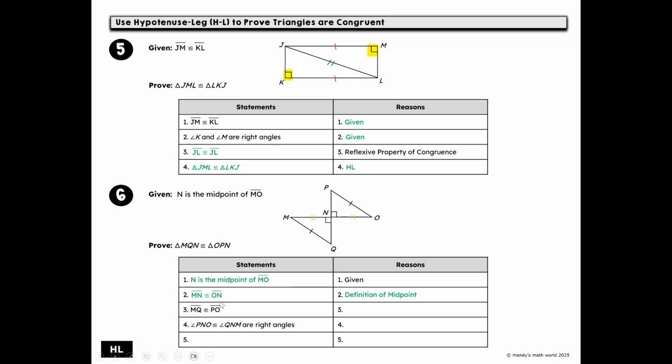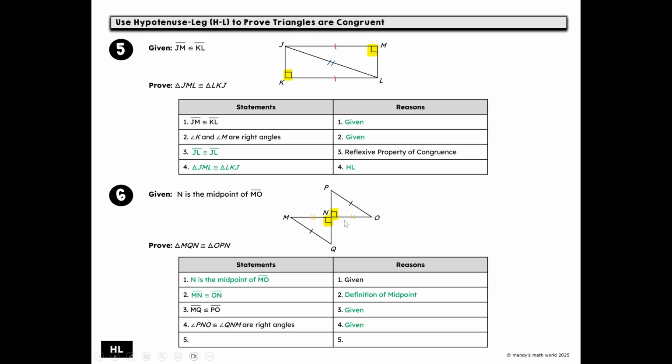The next statement says that MQ is congruent to PO. Well, what would that be? What would the reason be for that? It's another given. It was given in our figure right here, right? It can be given in our figure by the tick marks, or it can be given over here and not in the figure. Okay, so that's a given. We also know that angle PNO, that's right here, and QNM are right angles. So these two angles are right angles. That's a given. Well, we stated that those are right angles, okay?